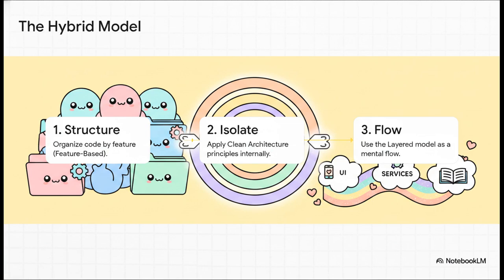So how does that work? It's really a three-part strategy. First, you organize your code by feature, which gives you that clean, modular structure we liked. Second, within each of those features, you apply the principles of clean architecture. You keep your core logic completely isolated. And third, you still use the layered model, but more as a mental flow, a way of thinking about how data moves from the UI, through services, and down to your domain. It's organization, discipline, and clarity all rolled into one.